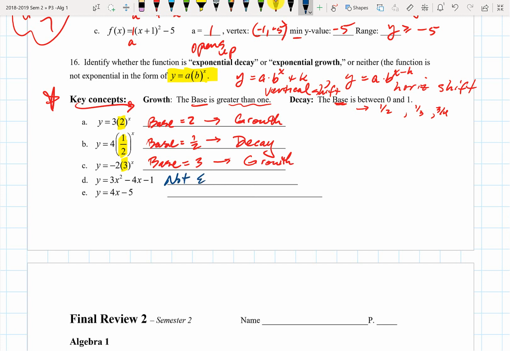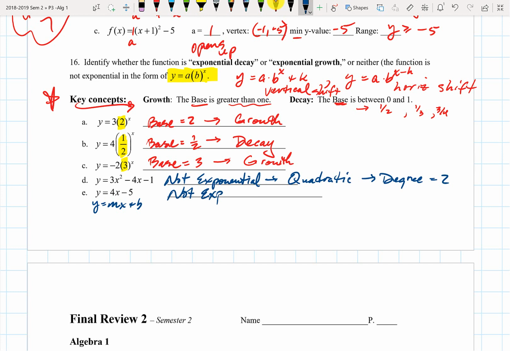Let's write down not exponential. So you don't even respond, okay? This is a quadratic function, degree 2. And this one here too, this is y equals 4x minus 5. This is linear, y equals mx plus b. This is not exponential.